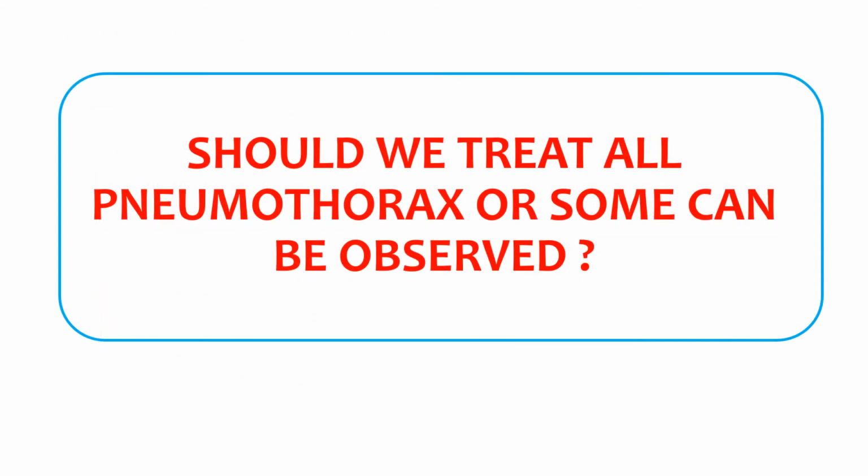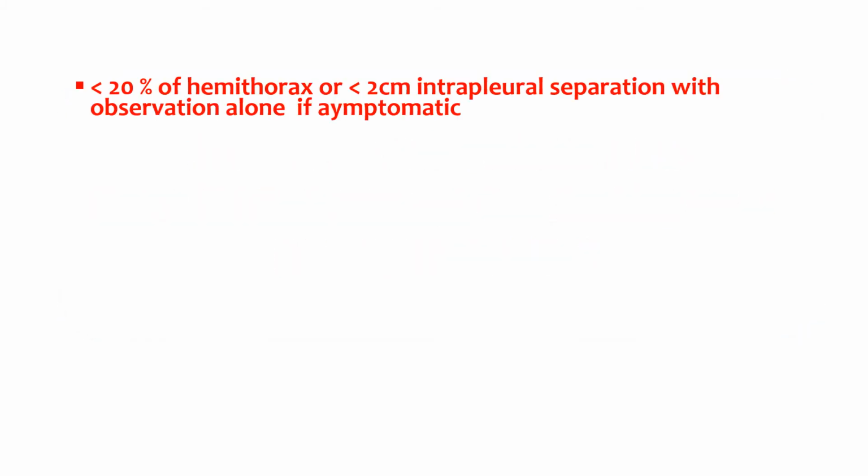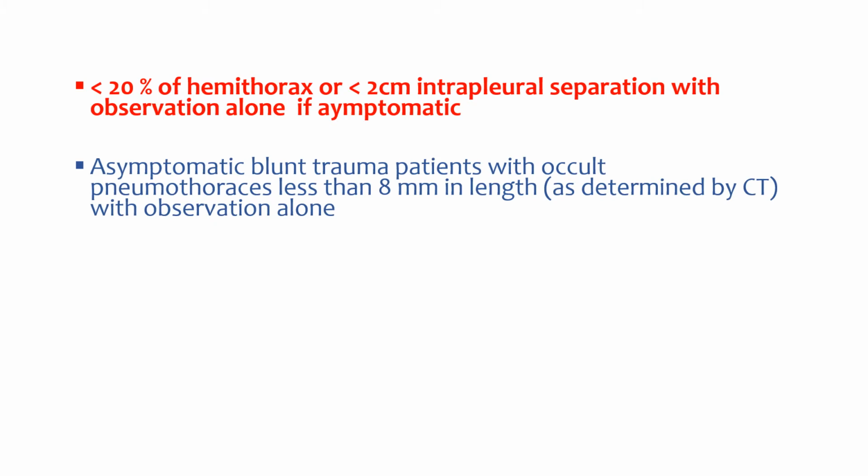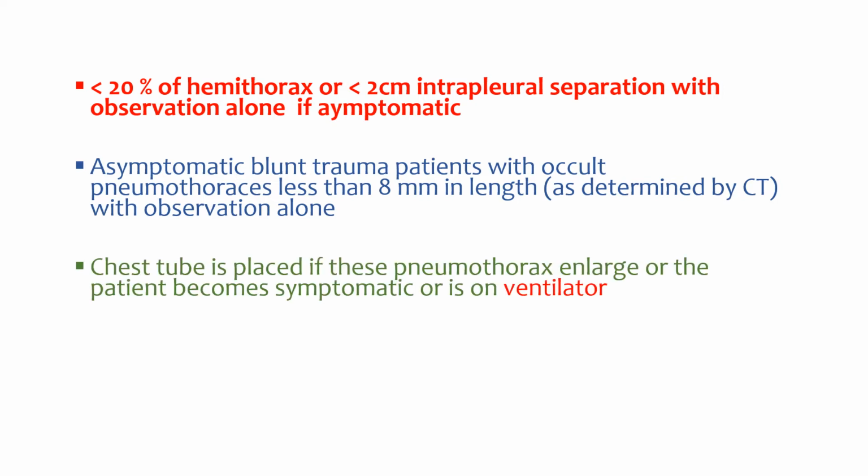So should we treat all pneumothorax, or some can be observed? This is a slightly controversial area, and opinion remains divided on this. Like I told you in the beginning, what is a small pneumothorax? If this is asymptomatic, you can leave it alone and just observe the patient, follow up the patient. And small pneumothoraces on blunt trauma which are occult can also be observed.